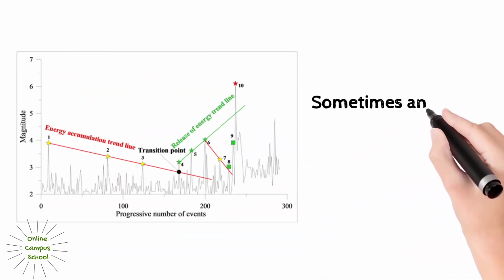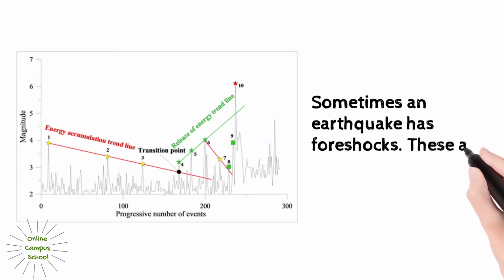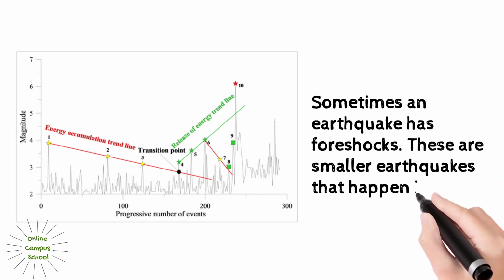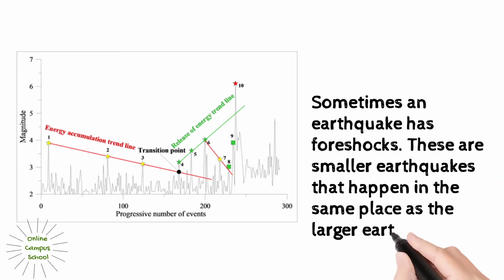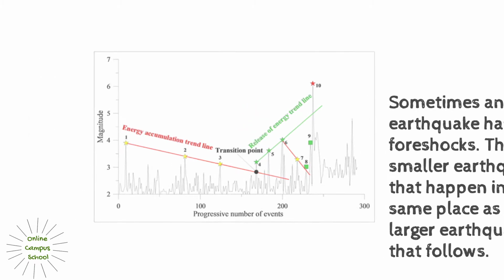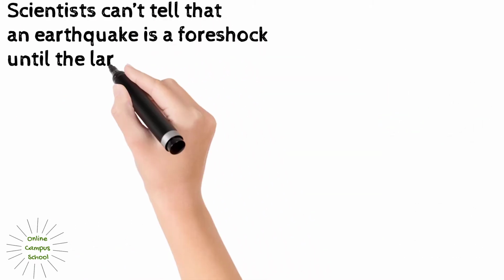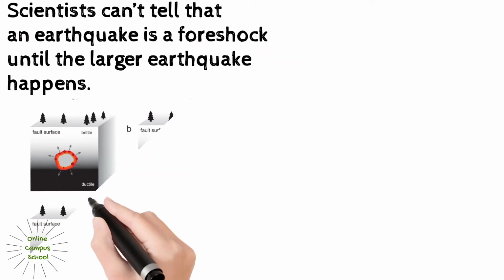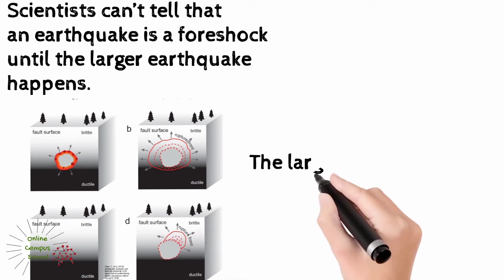Sometimes an earthquake has foreshocks. These are smaller earthquakes that happen in the same place as the larger earthquake that follows. Scientists can't tell that an earthquake is a foreshock until the larger earthquake happens.